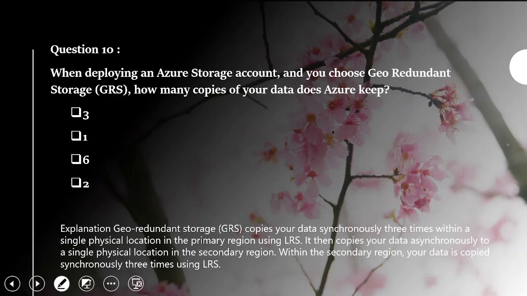The last question is, when deploying an Azure storage account and you choose Geo Redundant Storage or GRS, how many copies of data does Azure keep? The answer is 6. Okay, and I will try to explain GRS and LRS storage, how many copies or how many replicated things they are considering. I will explain that to you in the next series of questions.